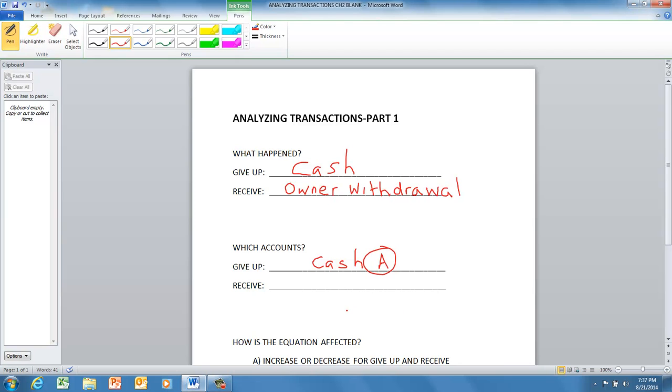Okay, and then for owner withdrawal, just like owner investment, that's going to be an owner equity account. So we look on our chart of accounts, and we have two owner equity accounts: the owner comma capital and the owner comma drawing. Owner comma drawing is for owner withdrawal. So you would have the owner's name, that is you, comma drawing. And that is an owner's equity account.